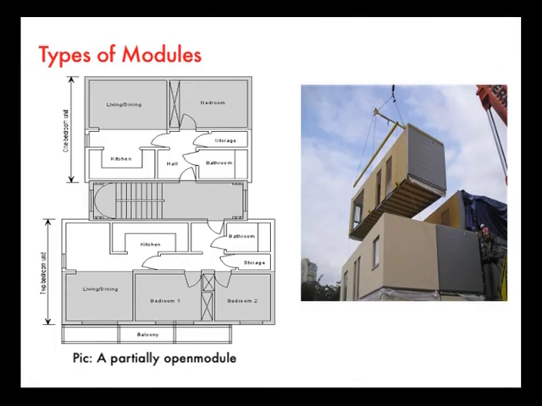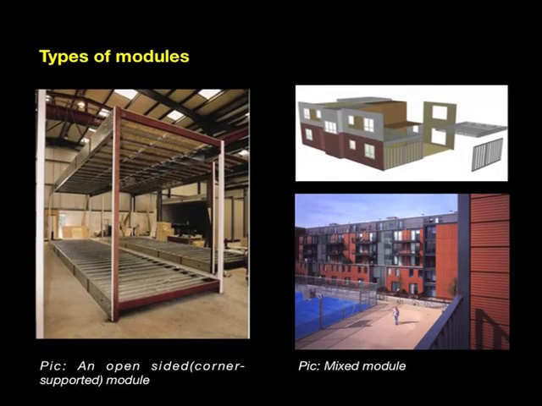Another type of module is a partially openable module, where if your building plan works this way, you can put modules in such a way that they can be partially opened on one side, and that side you could use as a balcony, or as an opening, or as any other component of the building. There is another type of module which is called an open-sided module or the corner supported module. In the corner supported module, the only supports are from all 4 corners, which you see in this picture. All the other things you can customize to whatever you want.